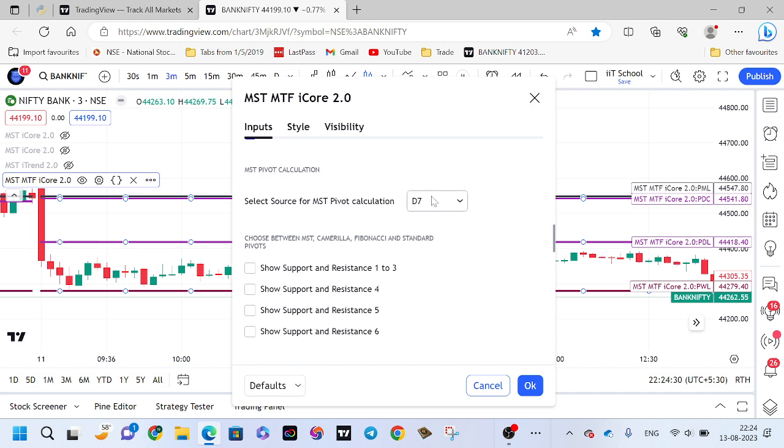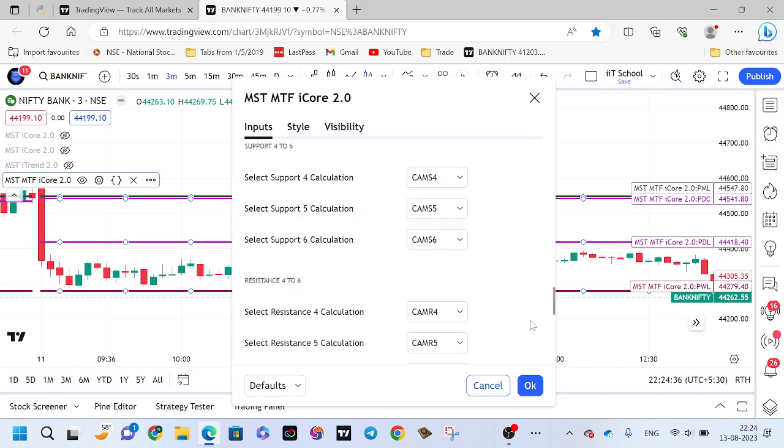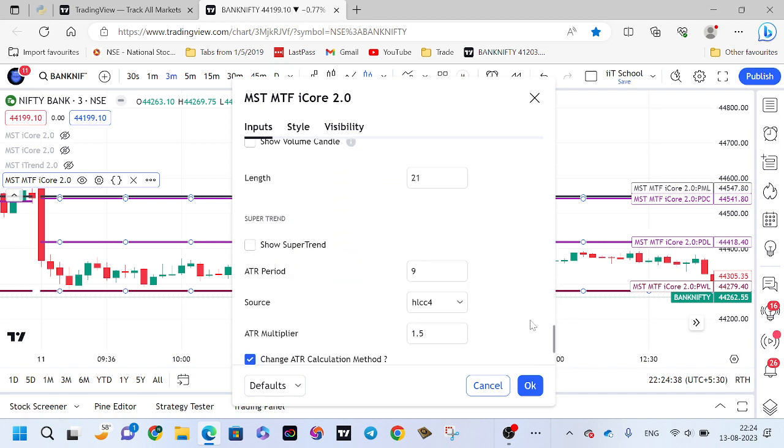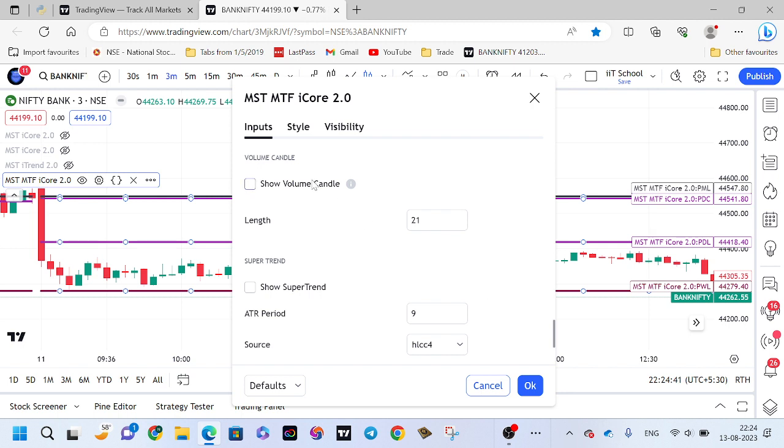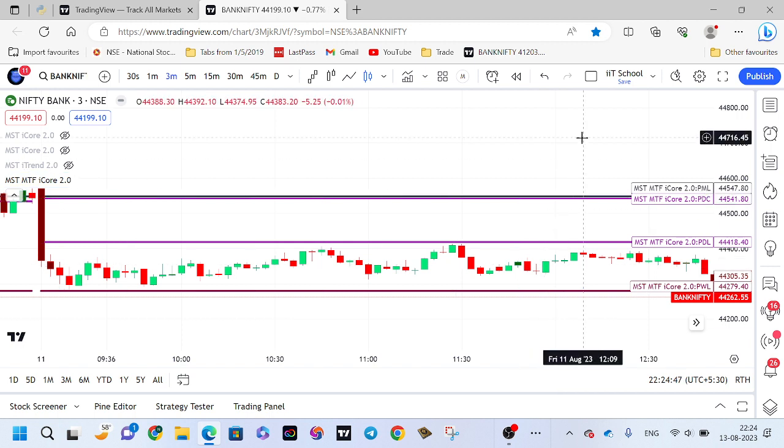For pivot calculation, we have some up to 7 method of calculation. You can use any one as per your convenience. So hope it is clear. If you have any other volume candle also we have given, so whichever candle is having more volume, so that also you can see. So hope it is very clear.